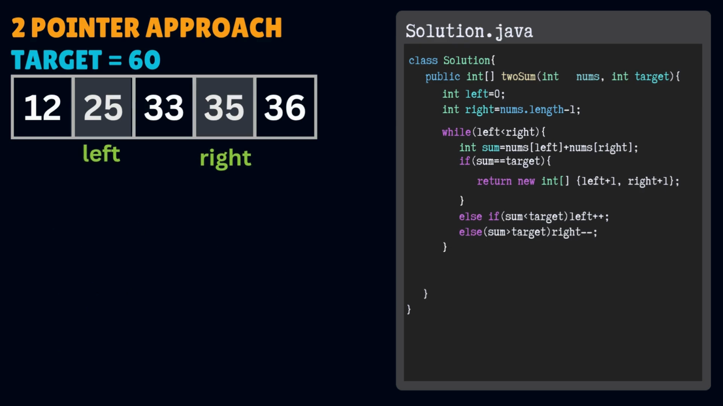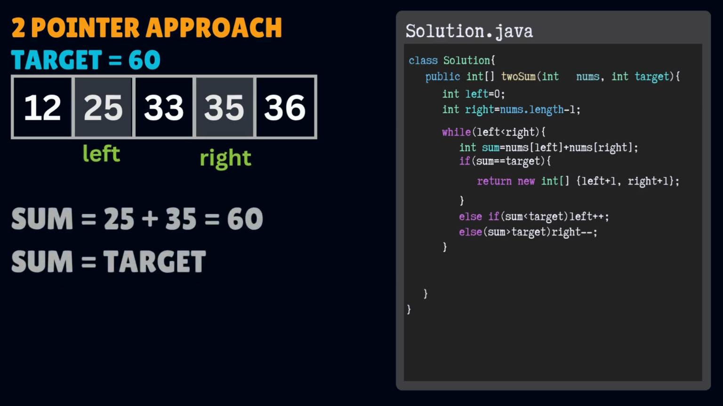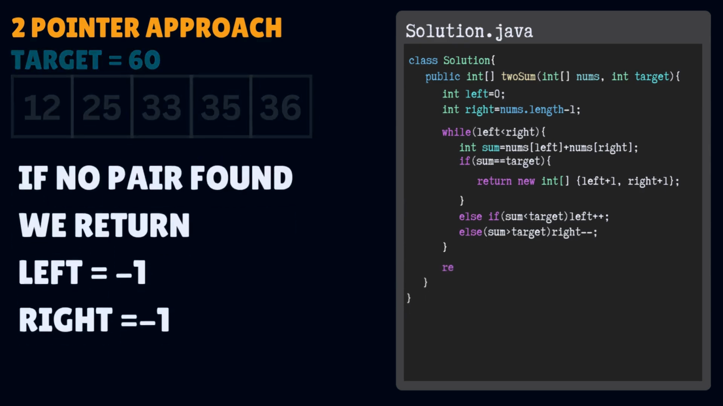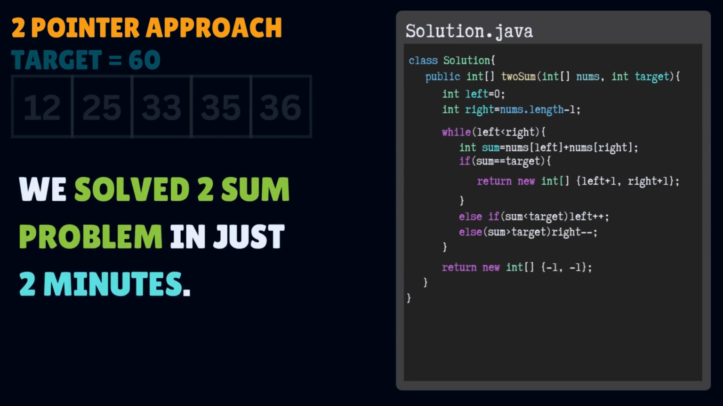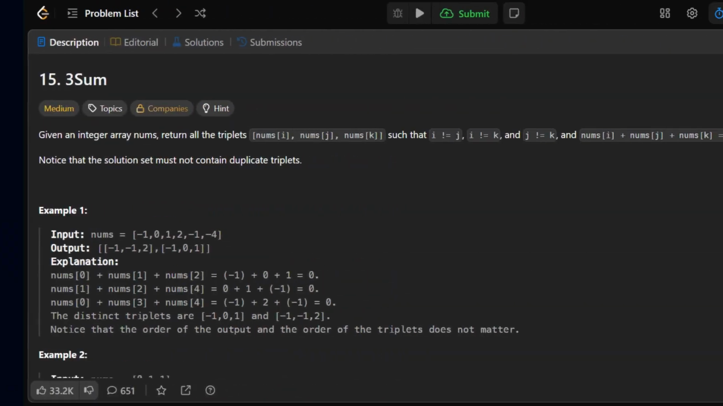And this way, we have found the pair that gives a sum equal to the target. If no pair is found, we simply return -1 for both values. That's the standard practice. And that's it. We solved the 2-sum problem in just 2 minutes. Now let's move to LeetCode 3-sum.